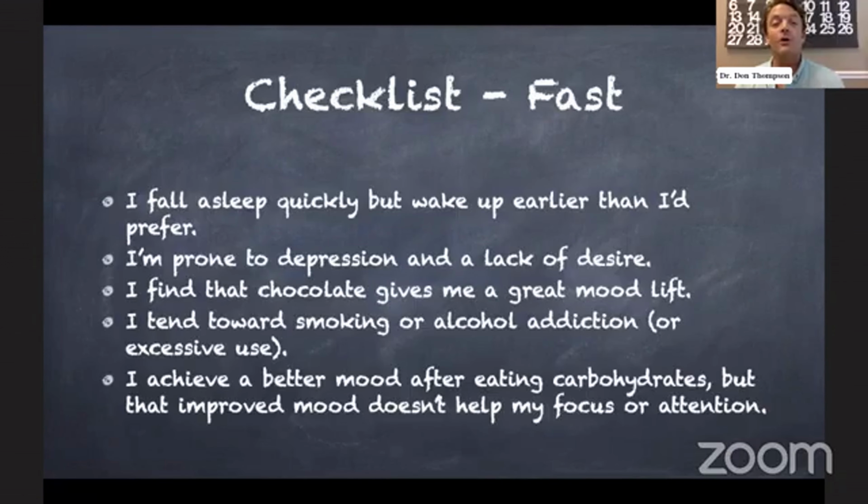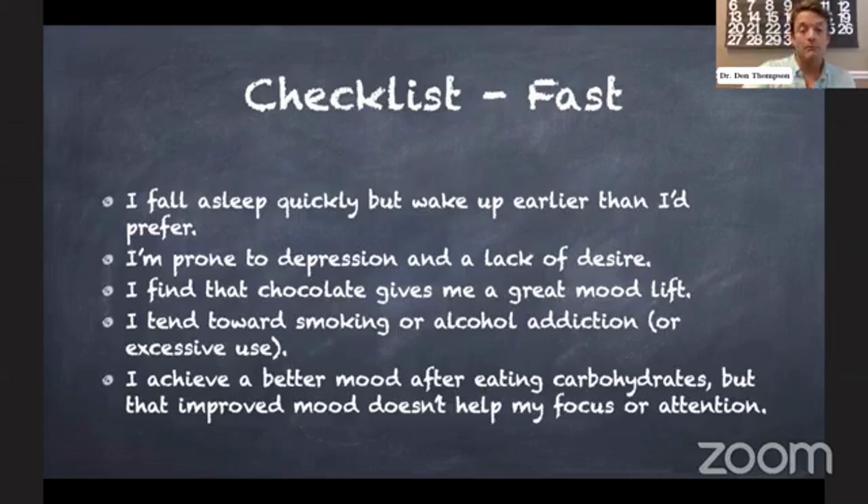I tend towards smoking or alcohol addiction or excessive use. I could say that's not smoking. Sometimes I like a little more alcohol than usual, than I probably should, but I keep it under check. So I'm going to say no to that one. I achieve better mood after eating carbohydrates, but that improved mood doesn't help my focus or attention. So that's what I was talking about before. That carb feels good, but I can tell that it's really messing with me. So again, that could also be a blood sugar issue too.